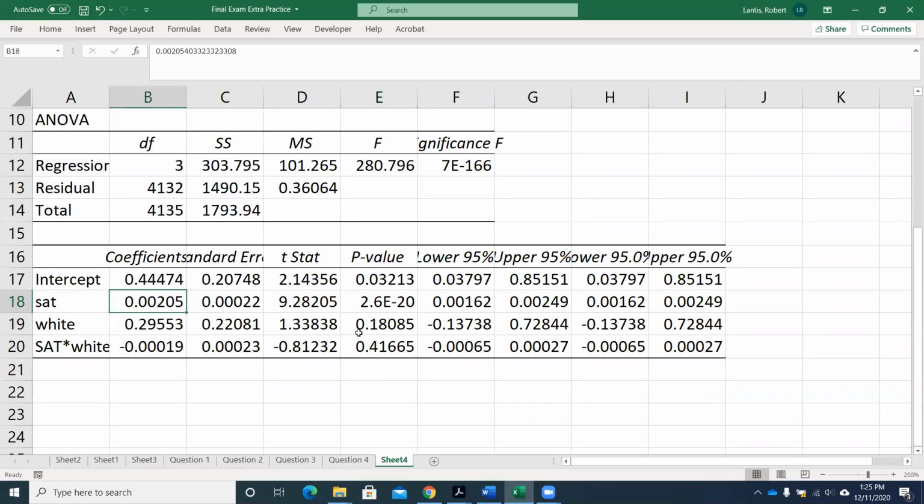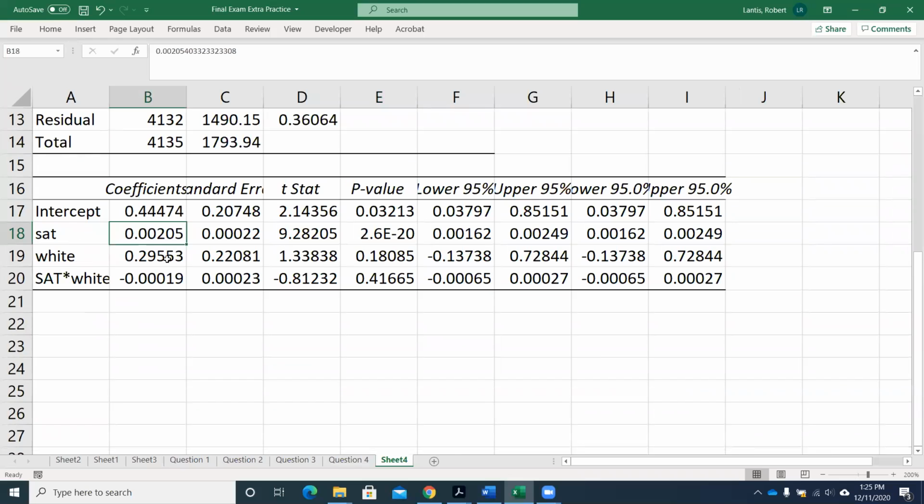Now the interpretation is still that a 1 unit increase in the SAT score, right, predicts that GPA will be about 0.032 higher. That white variable predicts a higher GPA, right? And this is likely related to things like the resources they potentially had available to them in high school, et cetera, et cetera.